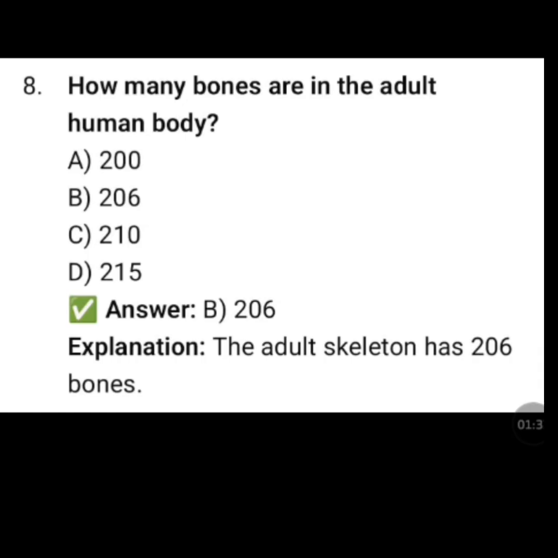How many bones are in the adult human body? 200, 206, 210, 215. The correct answer is option B, 206. The adult skeleton has 206 bones.